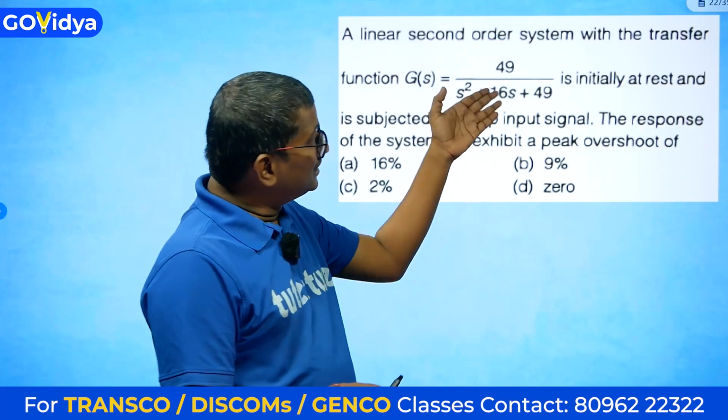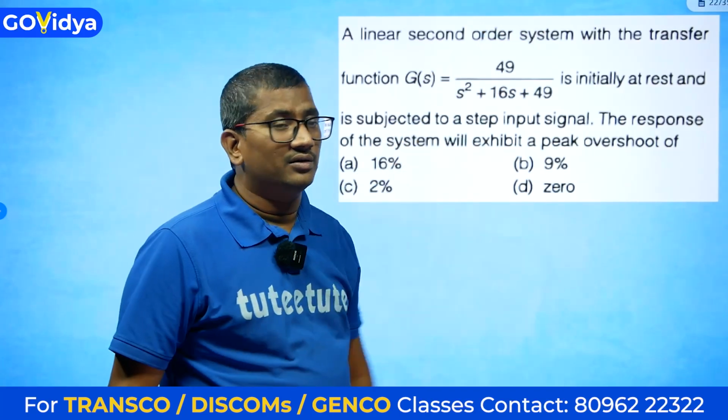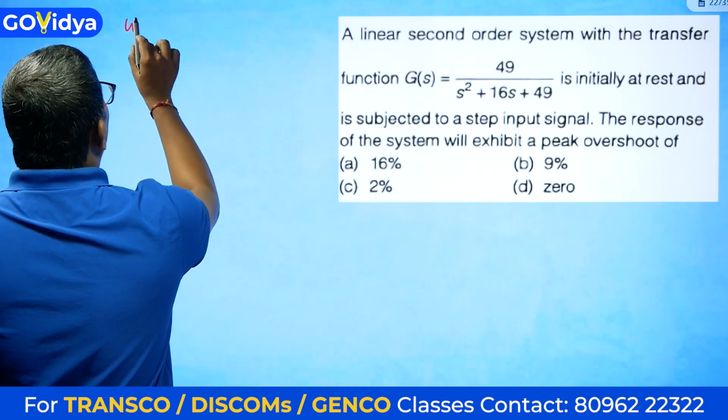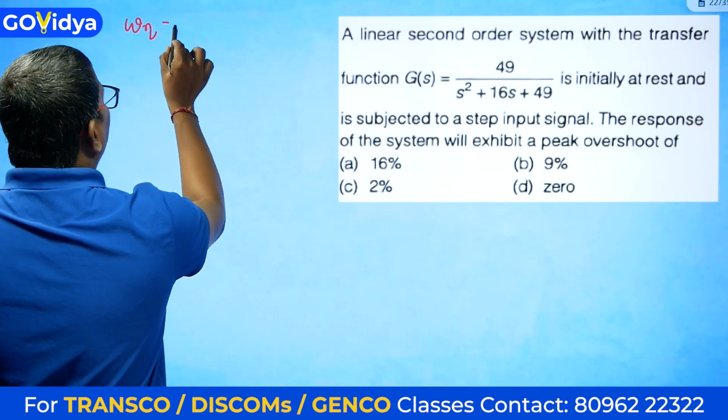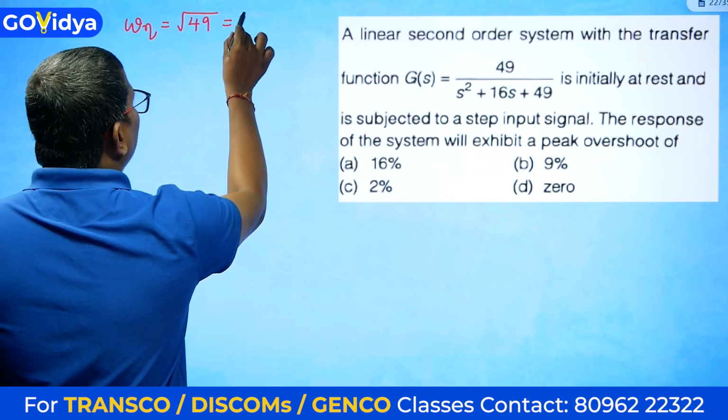That means initially it is relaxed. When you suddenly switch on the supply, how much peak overshoot will we get? Okay, so let us see. From the transfer function, what is the omega n? Root over 49. What is the value of root over 49? It is 7.